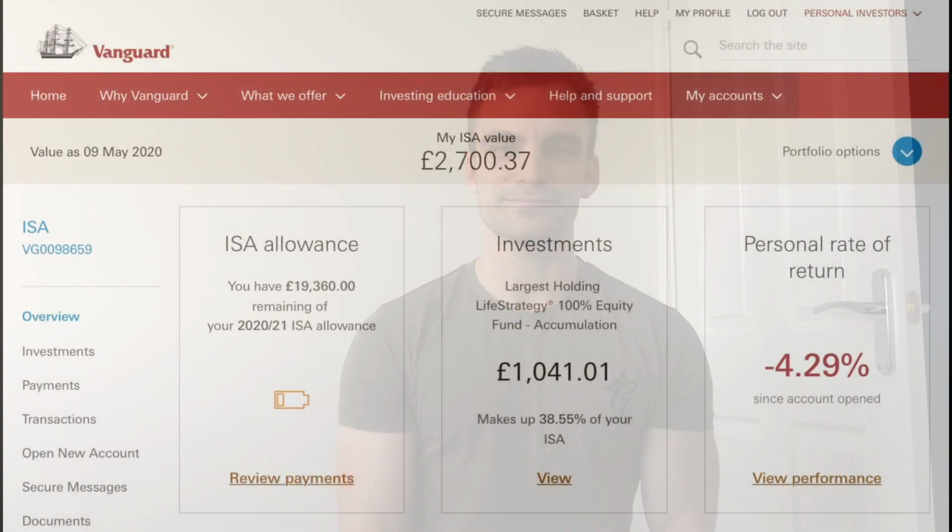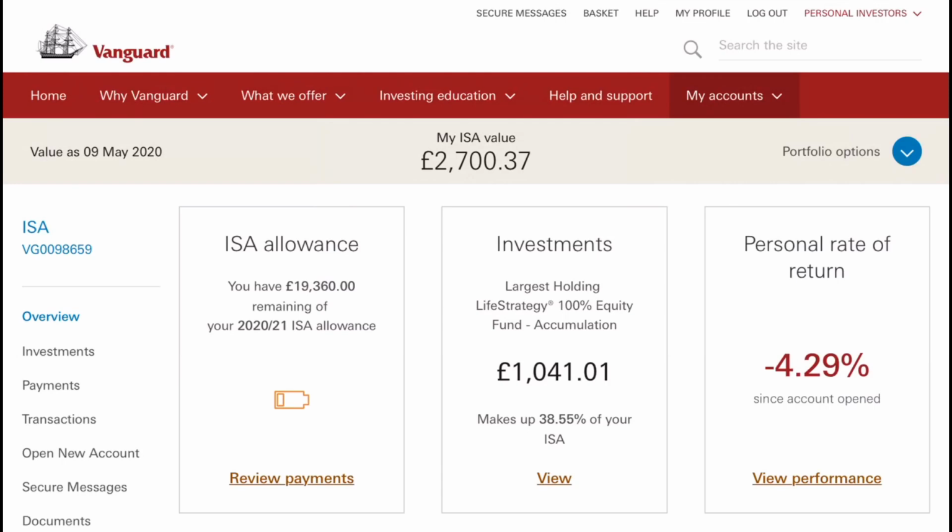So, without further ado, let's hop into my portfolio, look at where I'm investing, how I've done so far over the past year with everything that's been going on, and talk a little bit about why I've invested in what I've invested in, and look at where my portfolio is at. Let's have a look. So, here we are inside my Vanguard account.